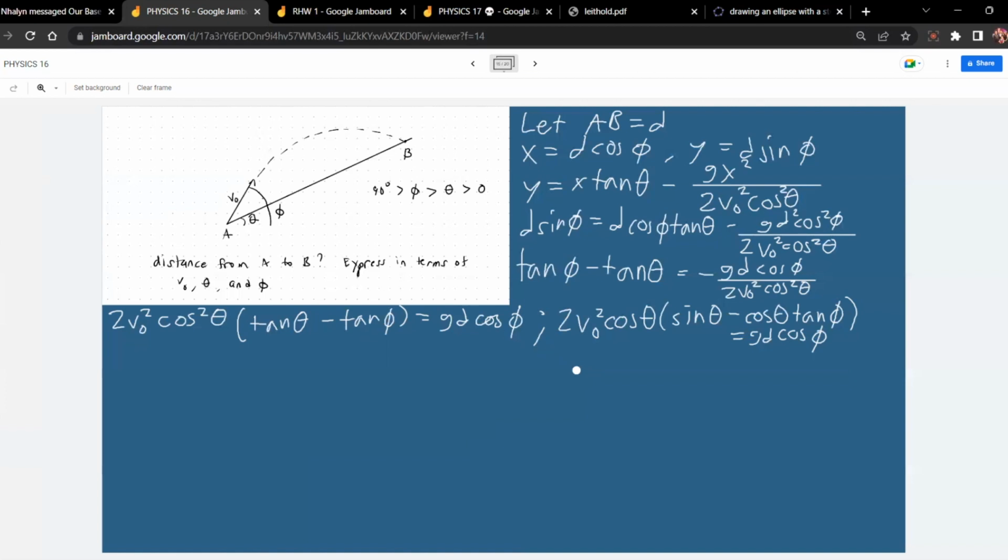Tapos we're solving for D, no? So v naught square cosine theta, cosine square phi G, theta minus phi.